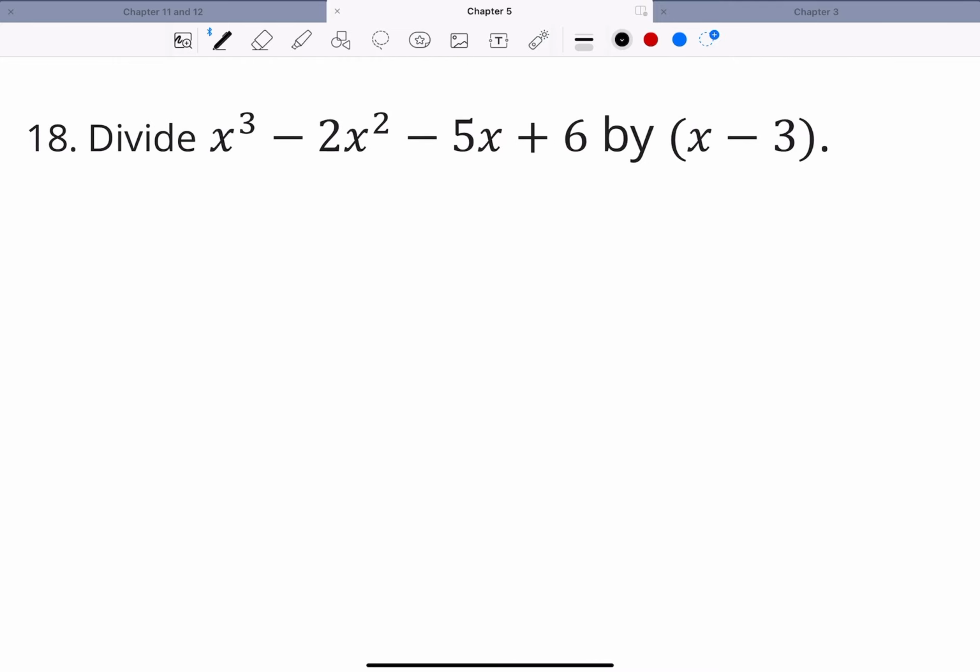You can start with your Desmos and see if you can find the intercepts. And we're going to do that in a minute. But I want to go ahead and start the long division. Let me go ahead and write that down.